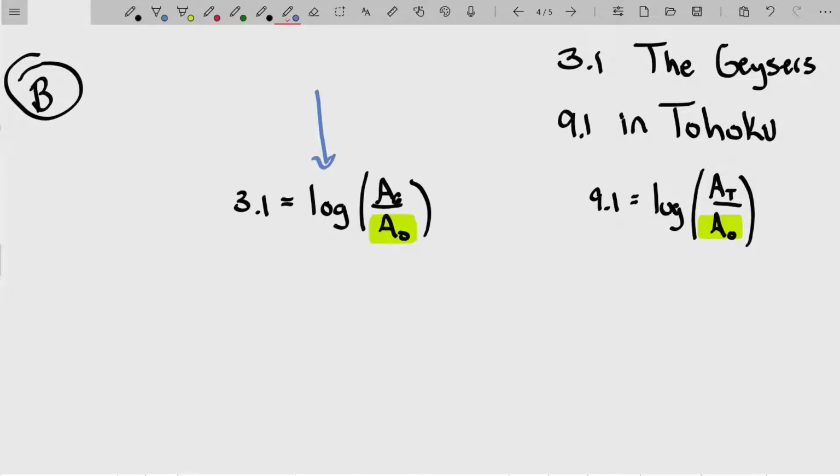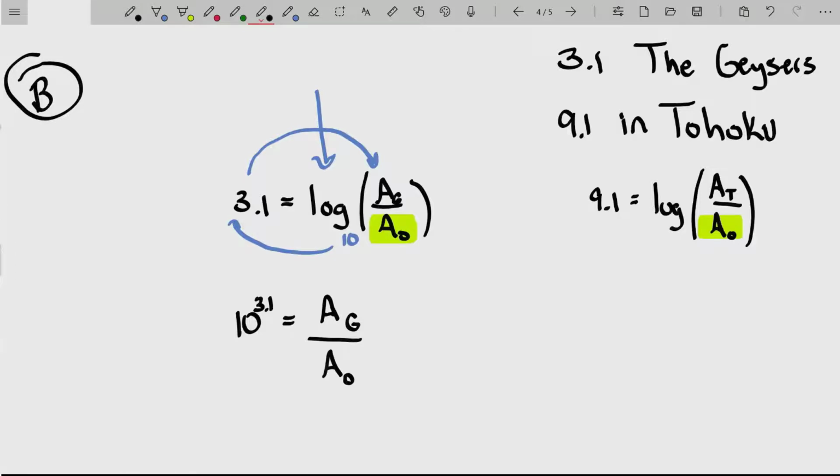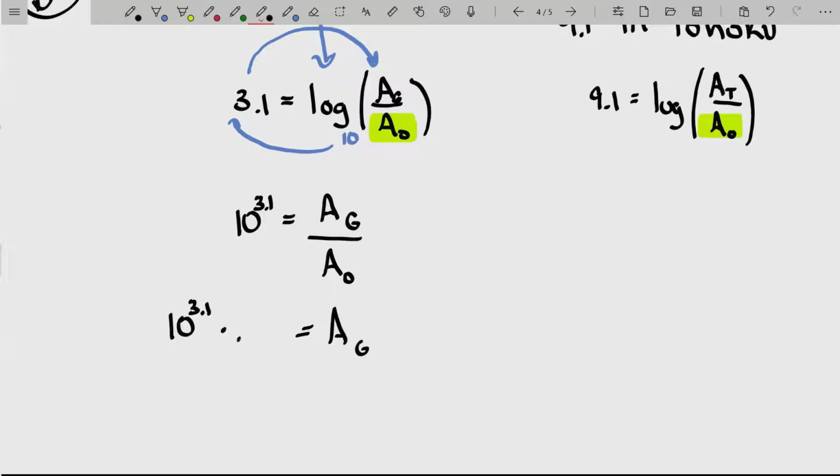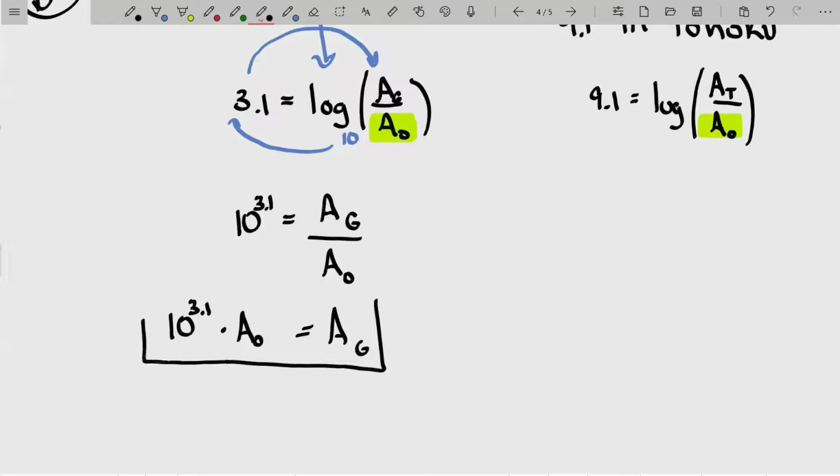Let's solve this first equation for A sub g. If you raise both sides, use that circular argument, that's 10 to the 3.1 should equal the interior. Let me write that down. 10 to the 3.1 power should equal A sub g over A sub 0. So the amplitude or the power level for the quake at the Geysers, California today is 10 to the 3.1 power times A sub 0. And we know what A sub 0 is, but we don't need to put it in there. Just don't worry about that for now.